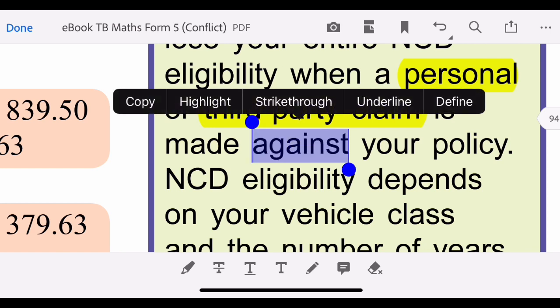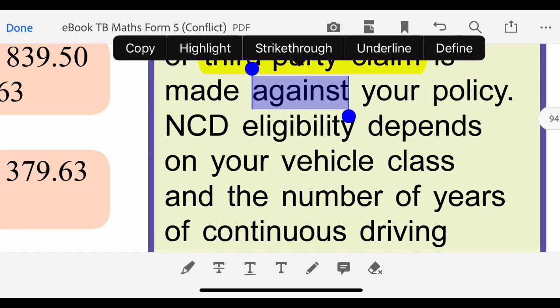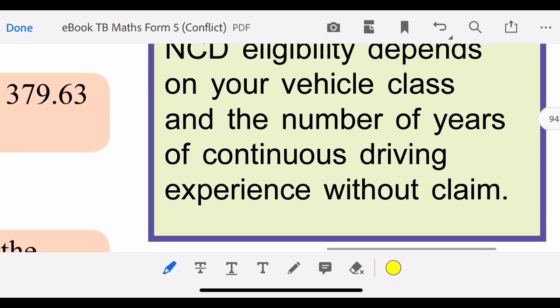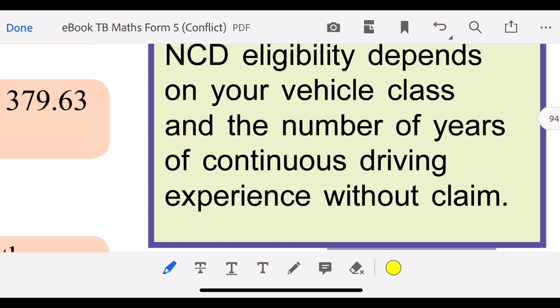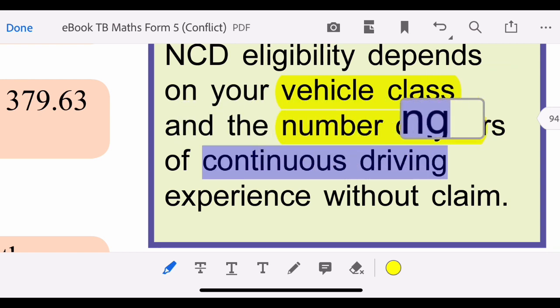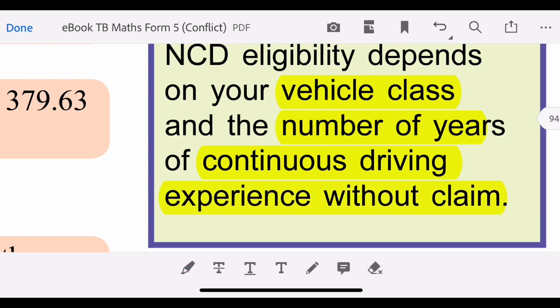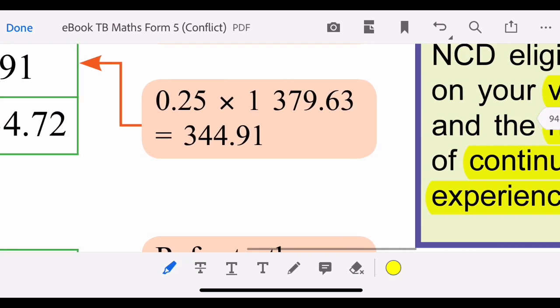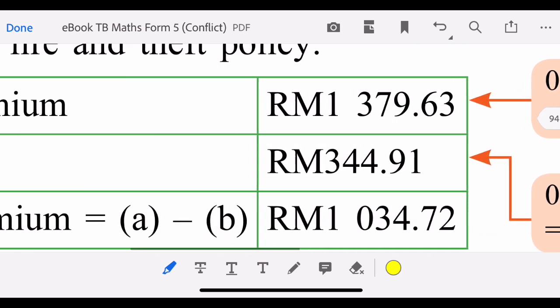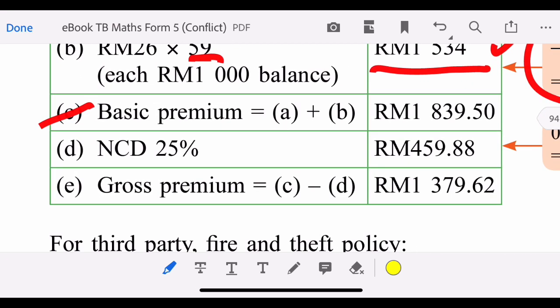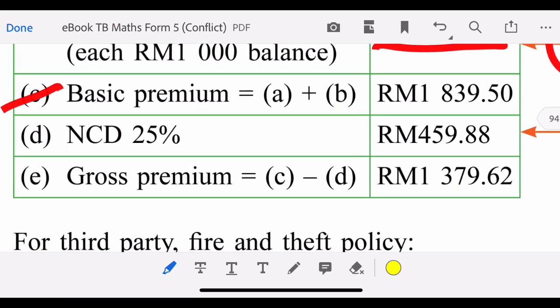Okay, it also means that there is an accident. So NCD eligibility depends on your vehicle's class and the number of years of continuous driving experience without claim. That means if you seldom make an accident, you are entitled to NCD, right? So this is good to make sure you are a good driver.